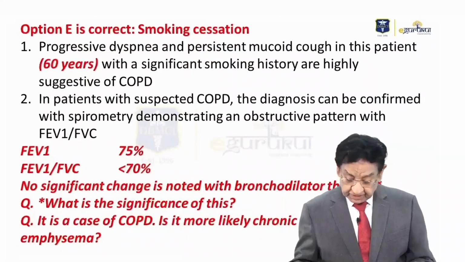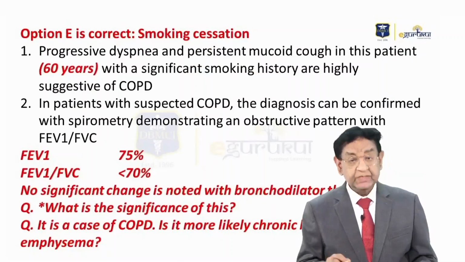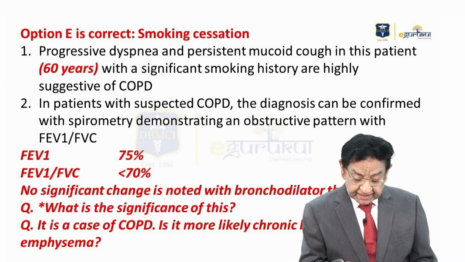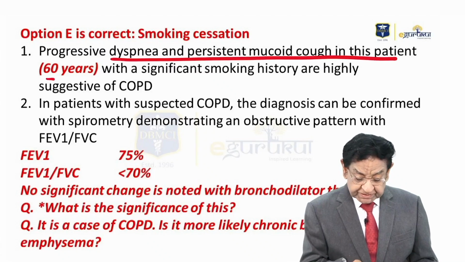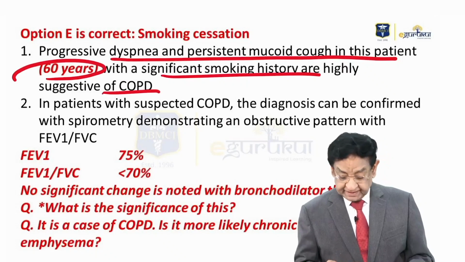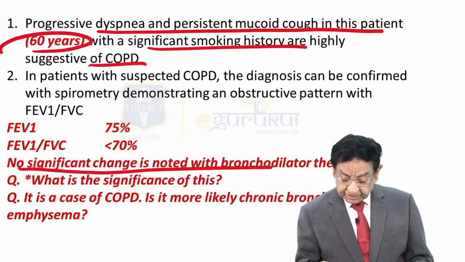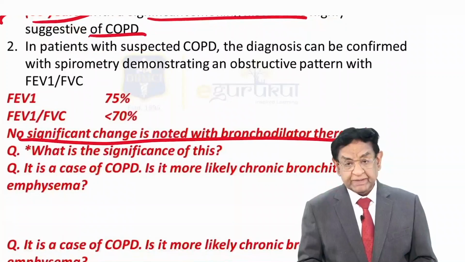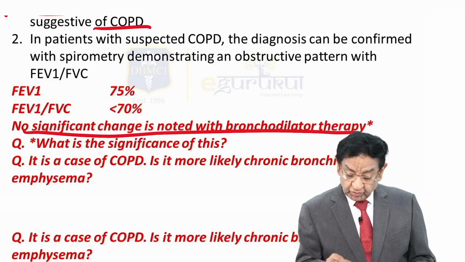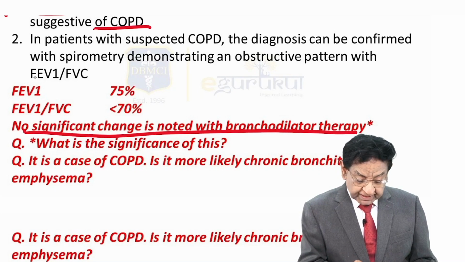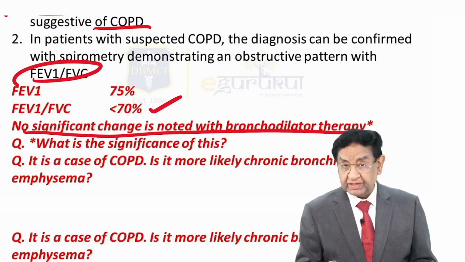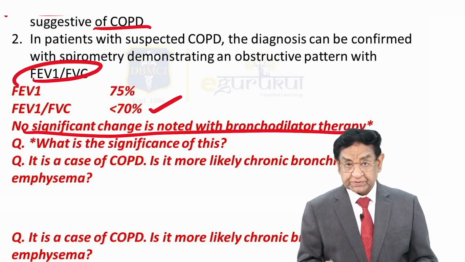Okay. Well, smoking cessation is the best method to reduce mortality. Now in this case, we are getting progressive dyspnea and mucoid cough in a 60-year-old patient with significant smoking history, which is highly suggestive of COPD. As I told you, there is no significant change noted with bronchodilator therapy, which is there in case of asthma, not in case of COPD. And when we are confirming, we can go by the ratio being less than 0.70 or 70%. That is an obstructive airway disease.